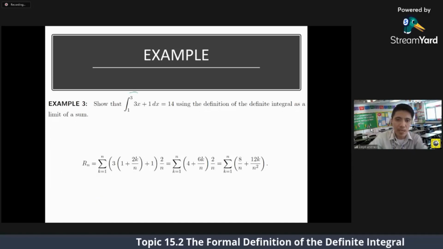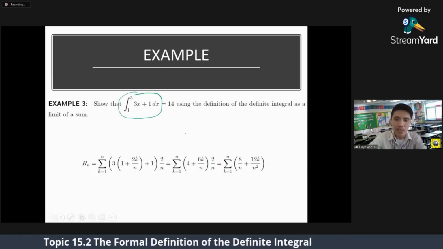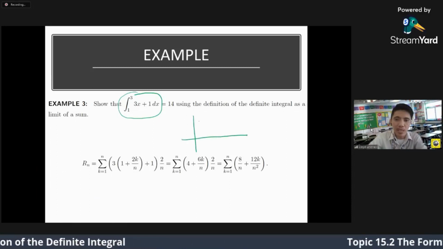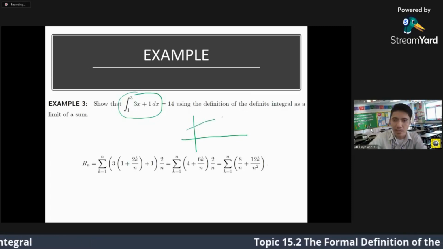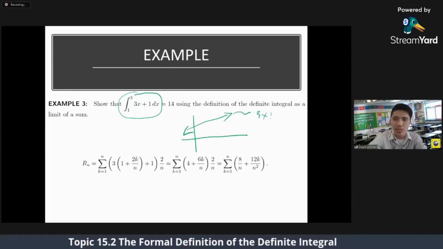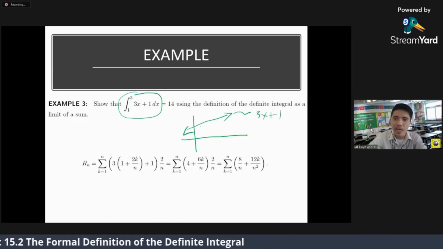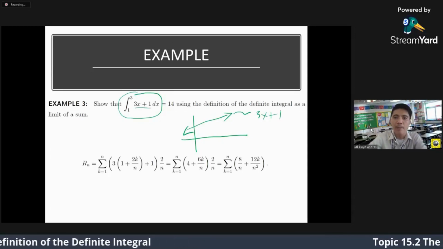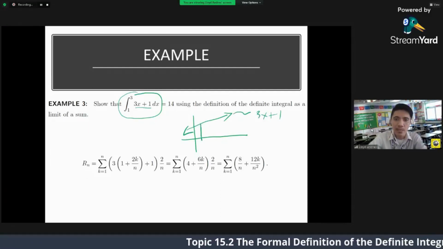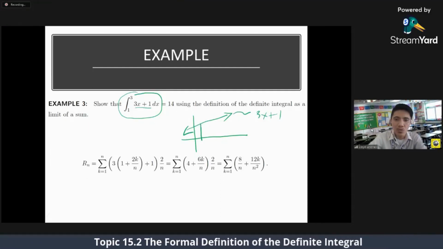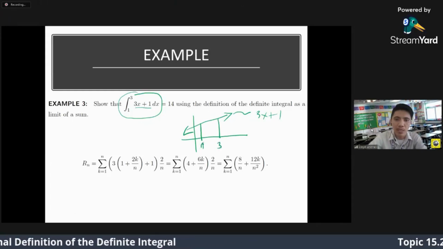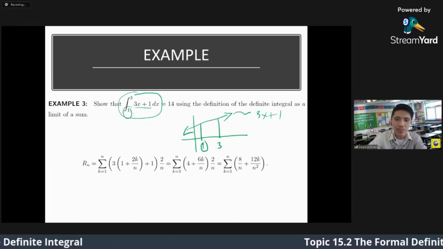This is actually just an area. Assuming this is the graph, this graph is 3x plus 1. It is linear, it is a line. Then we assume x equals 1 and x equals 3. Where do 1 and 3 come from? Here is 1, and here is 3.